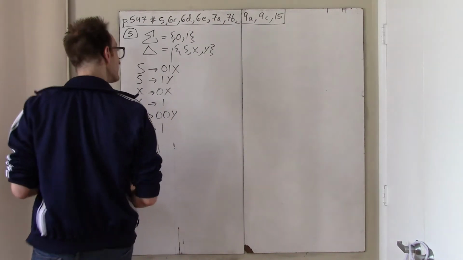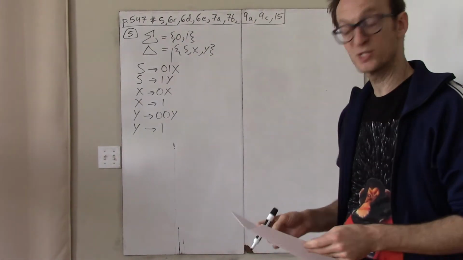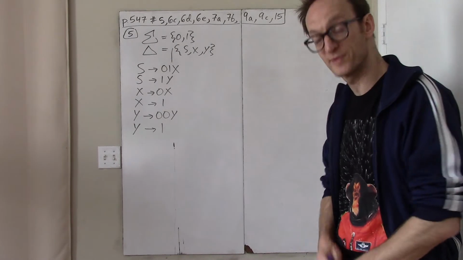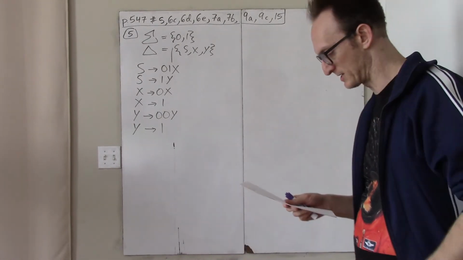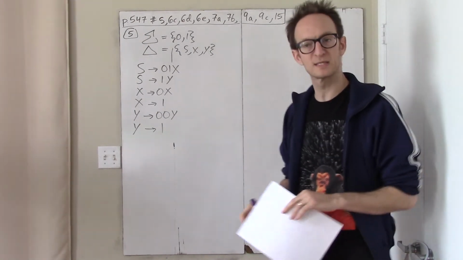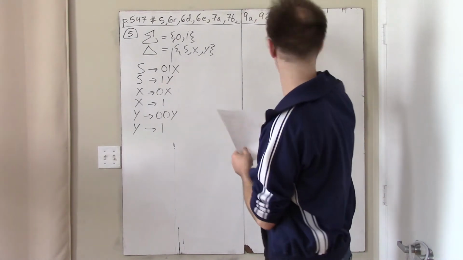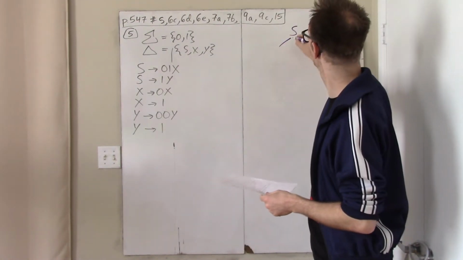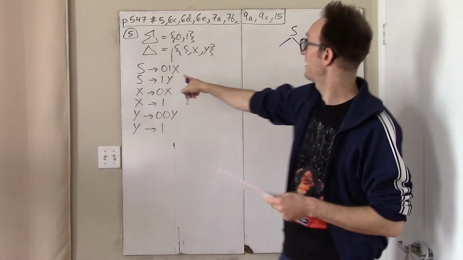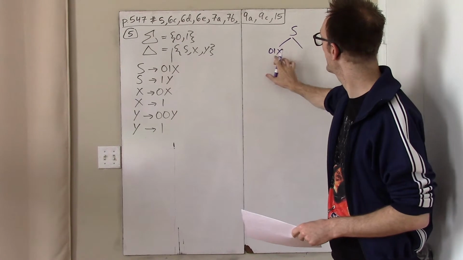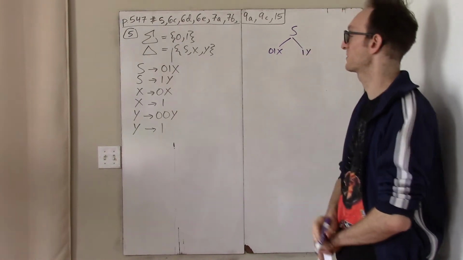So I very ambitiously decided to try to understand this grammar first before answering any of the questions about it. If you present me with this regular grammar and I want to trace it, I'm going to make a sort of decision tree. I start with an S, and now there are two options: follow the 0X rule or the 1Y rule.